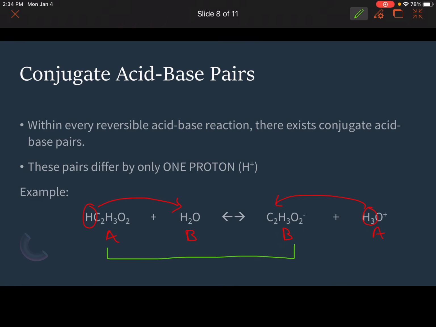And if you look there, you've got HC2H3O2 and C2H3O2 minus. So they only differ by one H plus. It's important to note that they don't just differ by an H, they differ by an H plus. So not just the hydrogen atom, it's the hydrogen ion. Be sure of that distinction because they are different things. So these are conjugate pairs.